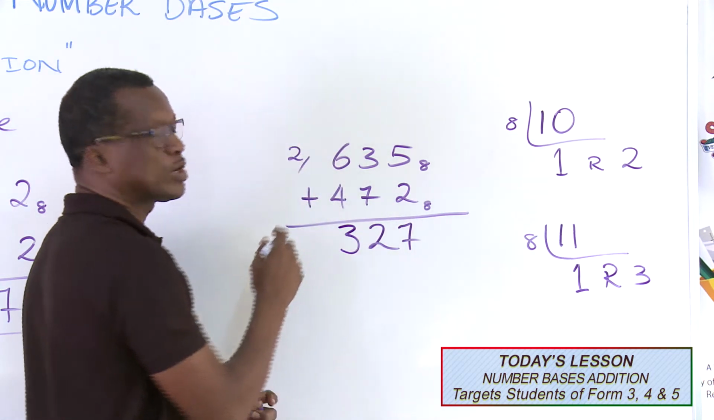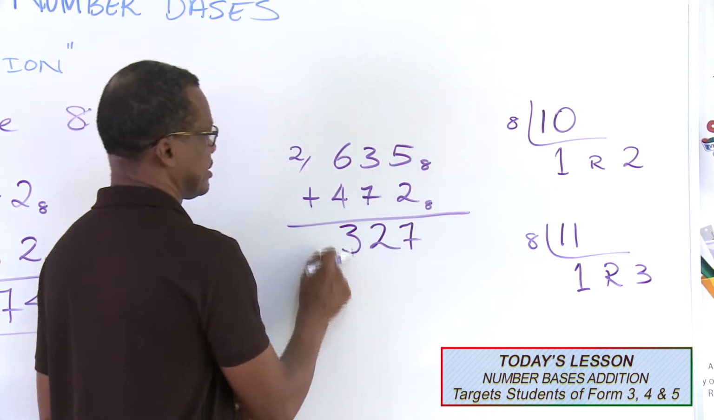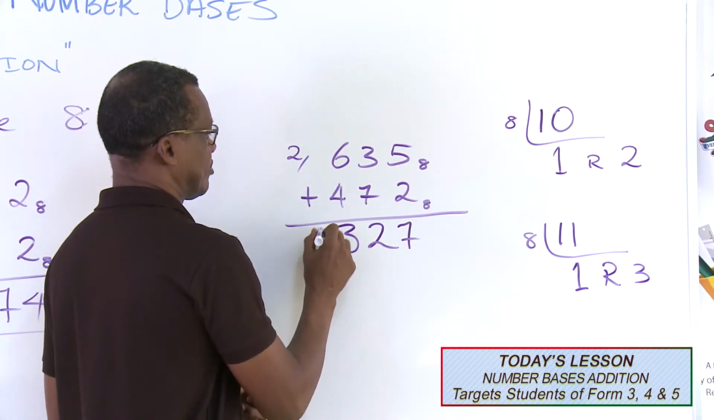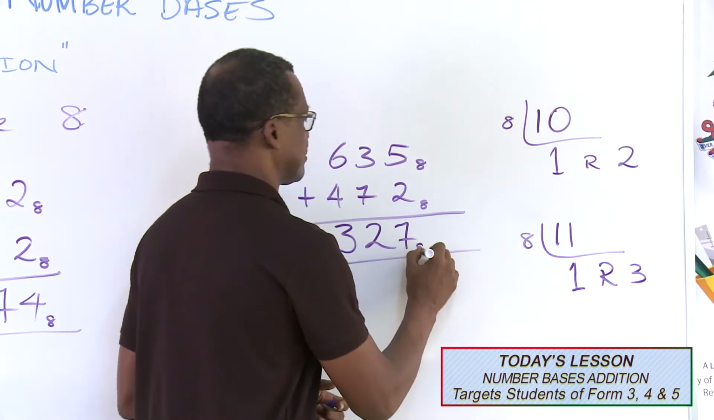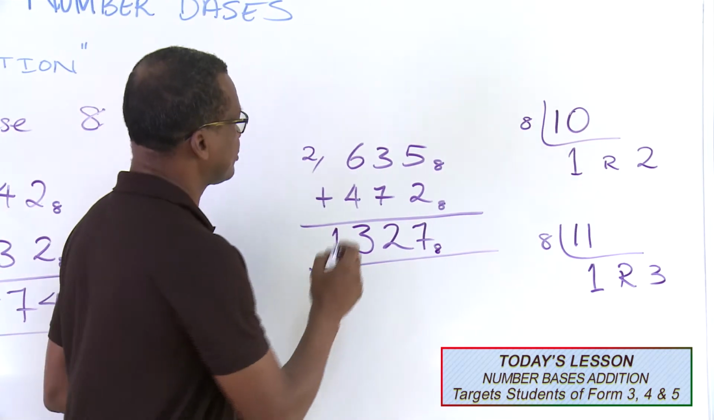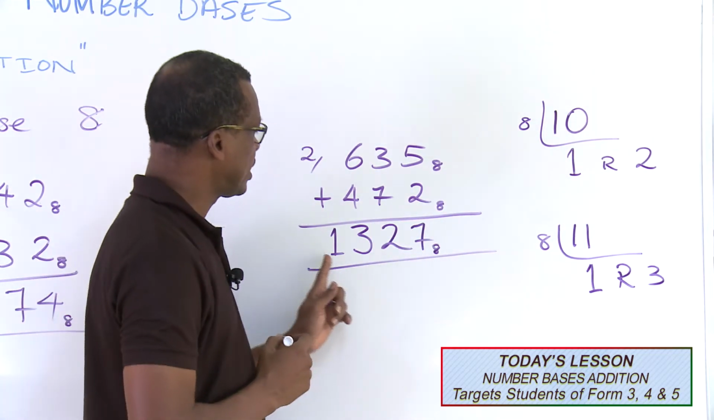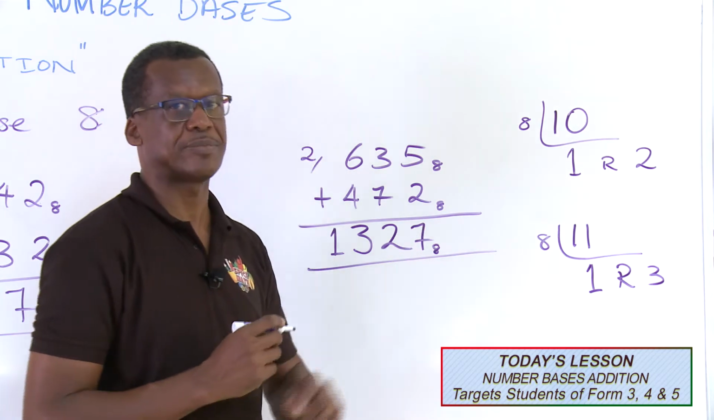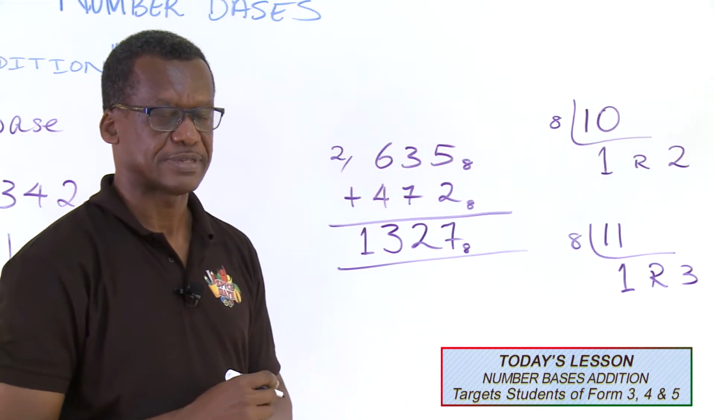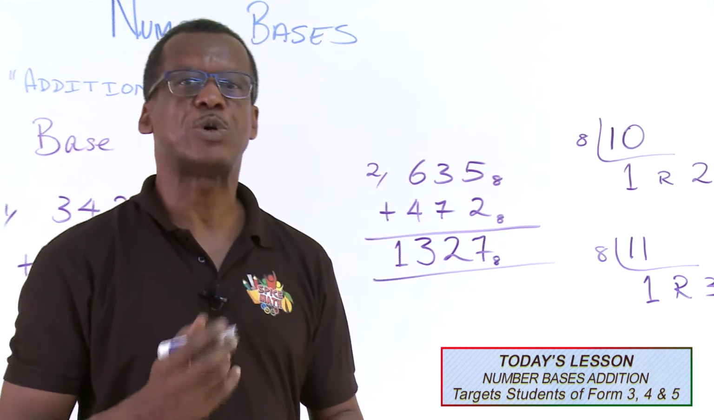And because there are no more columns to add, the quotient is now carried over to the left side of the number. So 635 base 8 added to 472 base 8 is equal to 1327 base 8. Now let's see if you can try some on your own.